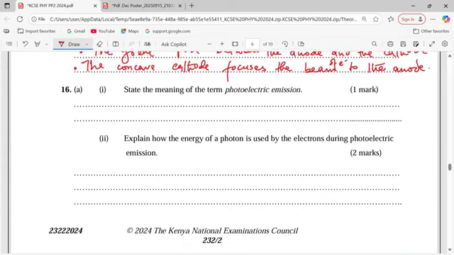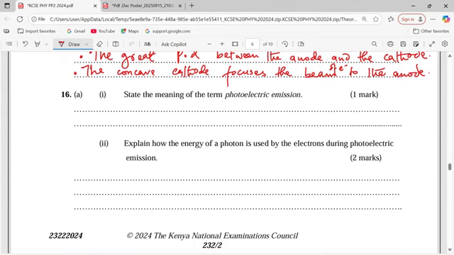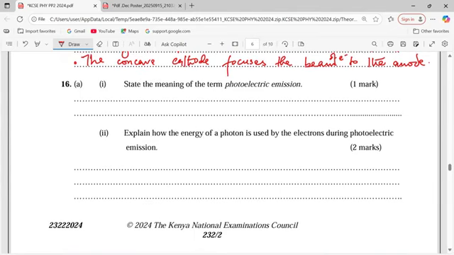Number 16, part A, Roman 1. State the meaning of the term photoelectric emission, or rather photoemission, or rather photoelectric effect. It has all those names. Photoelectric emission is also called photoelectric effect, which is also called photoemission.